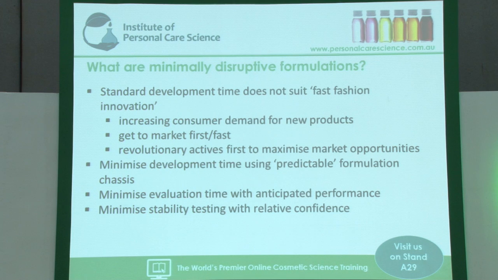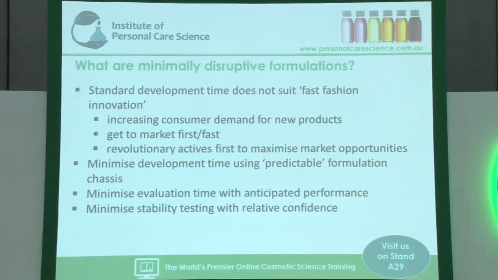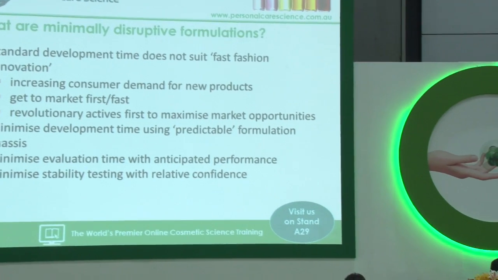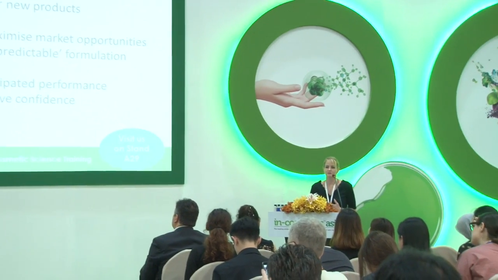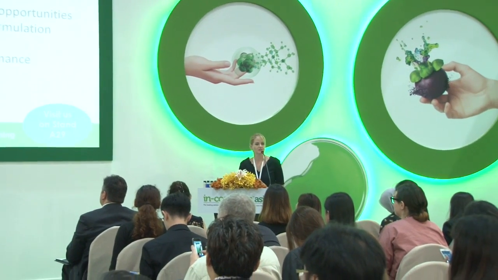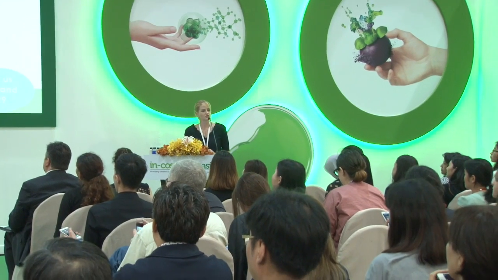So we use a predictable formulation base, but it needs to still be aesthetically very pleasing. Consumers are demanding very pleasing sensory bases as well. So you need to make sure you're selecting materials in that base that's pleasing the aesthetic requirements of your consumer, but still not affecting that base chassis too much that you're impacting the stability.